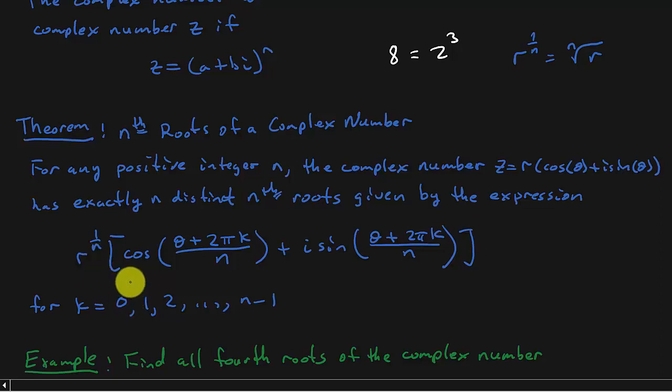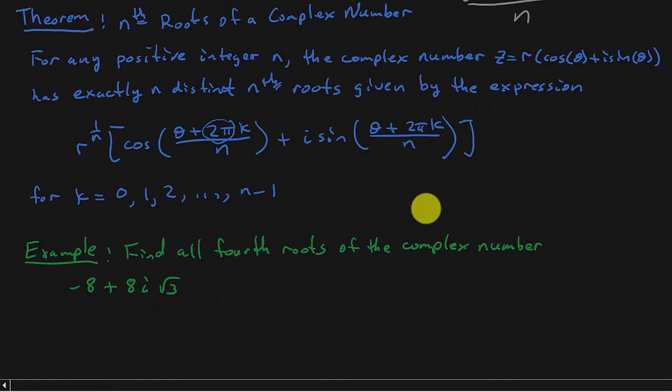So the nth root of r times cosine of theta plus 2 pi k over n plus i sine of theta plus 2 pi k over n, for k equals 0, 1, 2, all the way to n minus 1. Now, you see this where it says theta plus 2 pi k right here? That's if you're in radians. If you're in degrees, it's going to be 360 k. So this inside part would be theta plus 360 k over n if you were in degrees instead of 2 pi, 360.